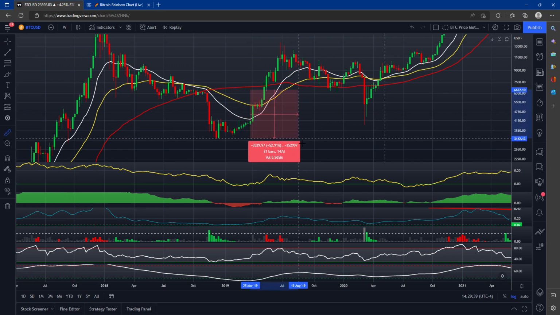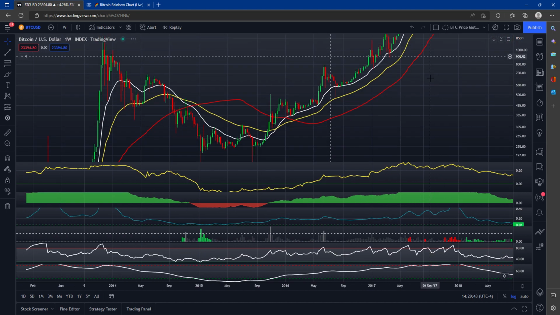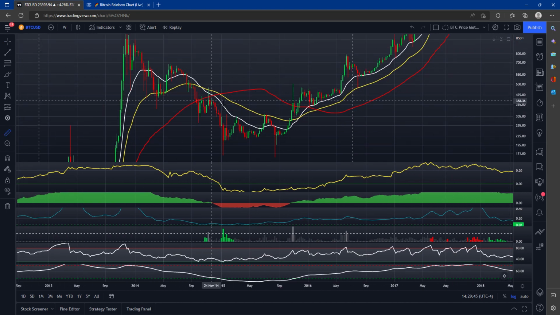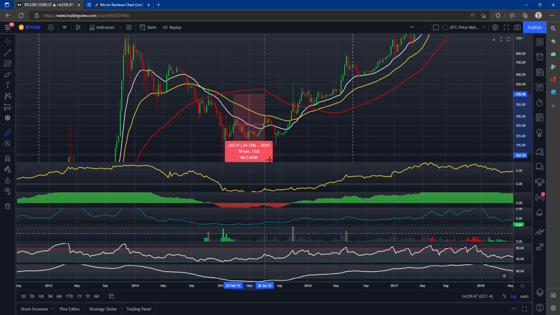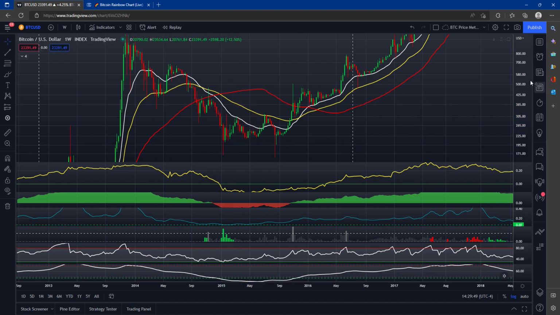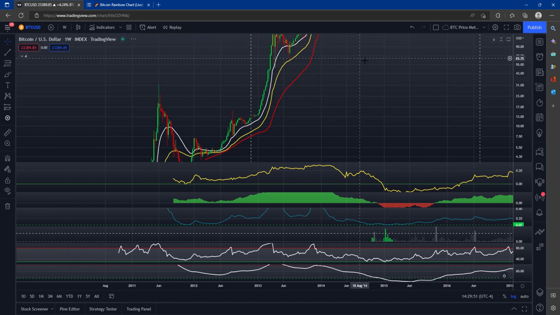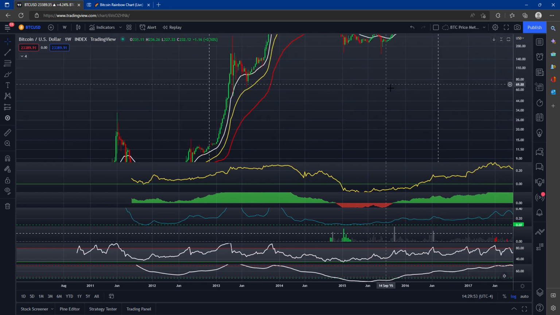Here, 52, 53%. Here, about a 61%. So around 50 to 60% is usually where the bottom is. And then here there's no crosses.